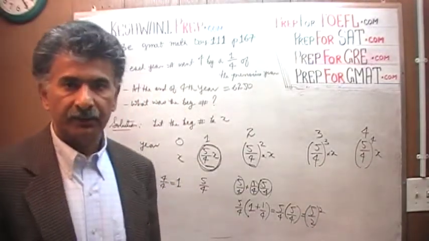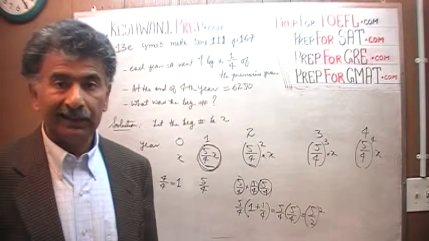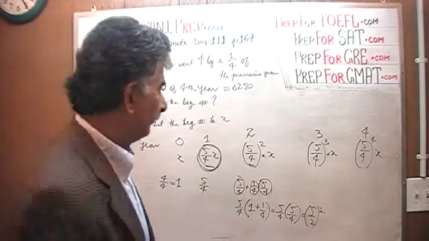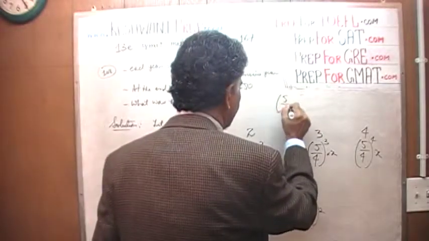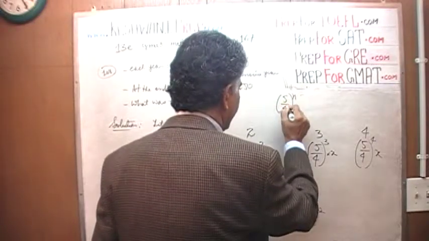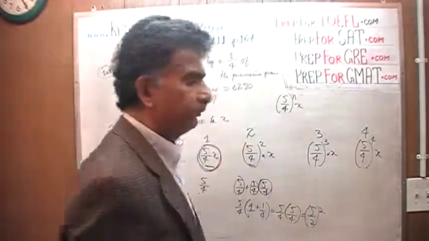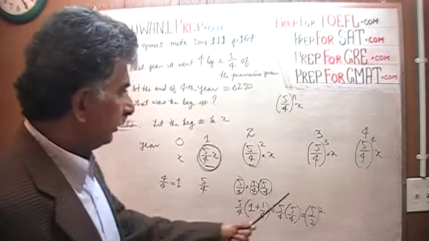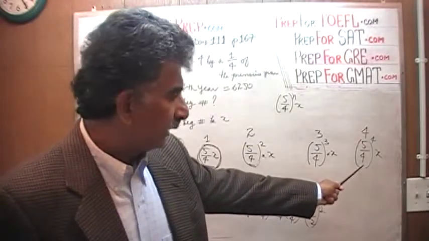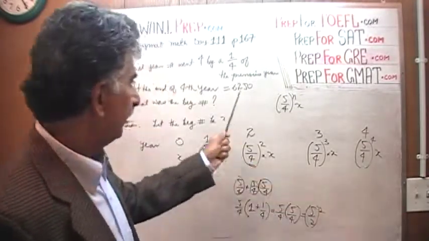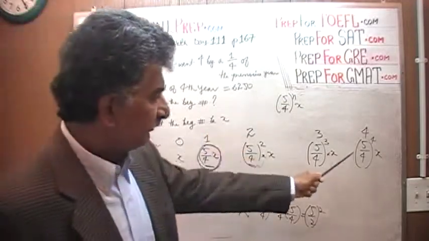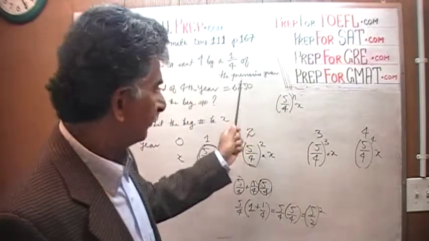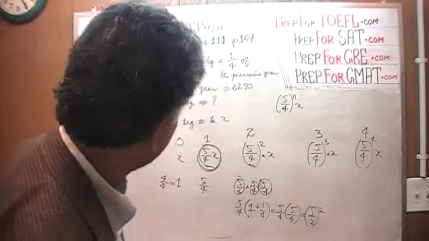X is the amount that we started out with, which is what we want to figure out. At the end of nth year, it will simply be 5 quarters raised to n, whatever the n happens to be, times x. Now we are told that at the end of fourth year, the number that we actually have is 6250, which means this quantity has to equal 6250. We have to solve for x.